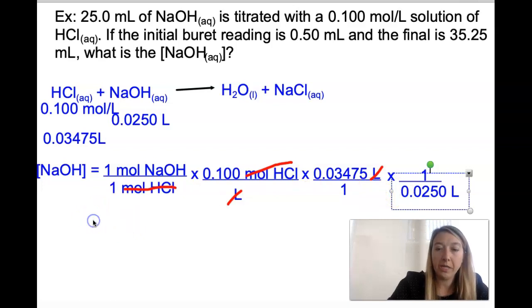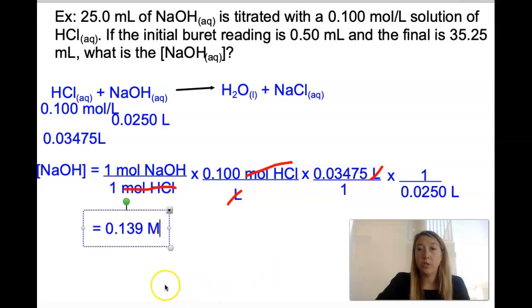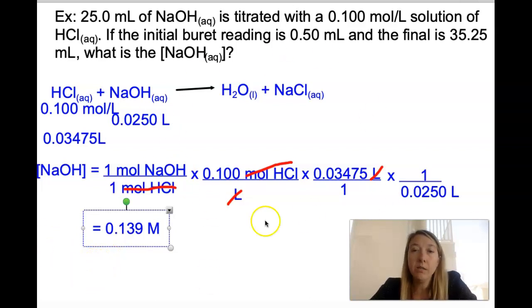Okay, you should be coming up with 0.139 moles per liter, or you can just use that capital M like we've talked about so far this year. Okay, so Chem 20 style calculation: write your balanced chemical equation, list your givens, do your unit analysis, make sure you're being careful with those liters and that you do have the right liters at the end.